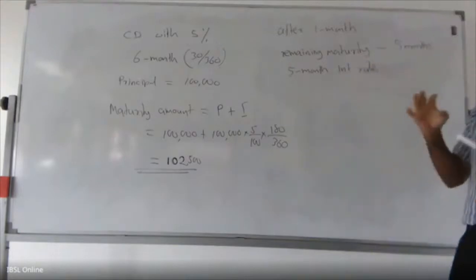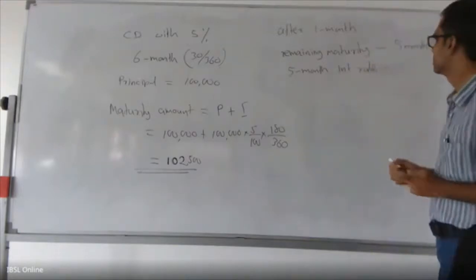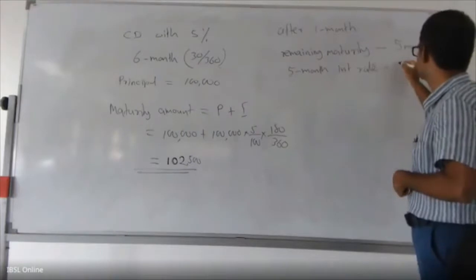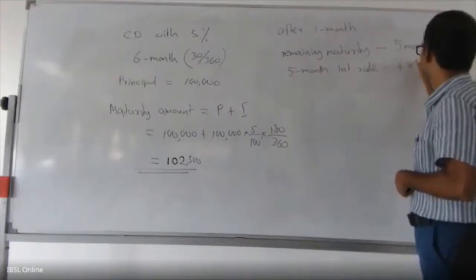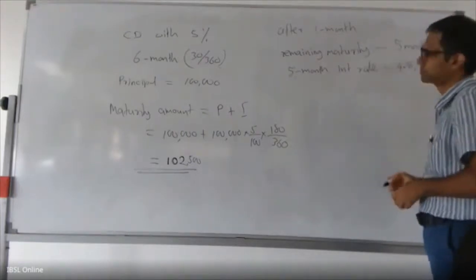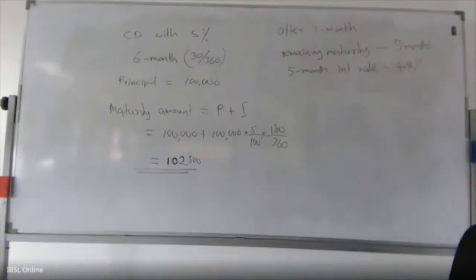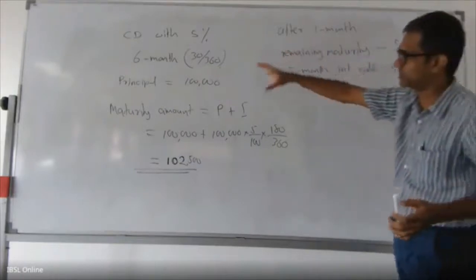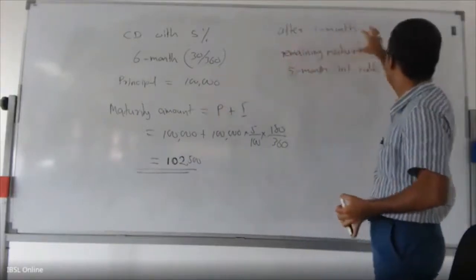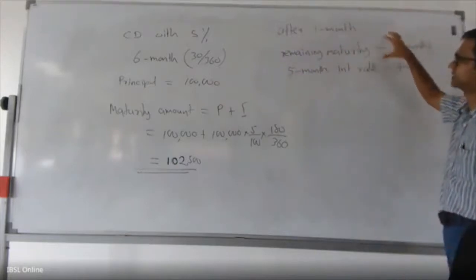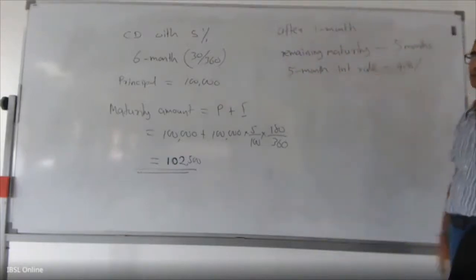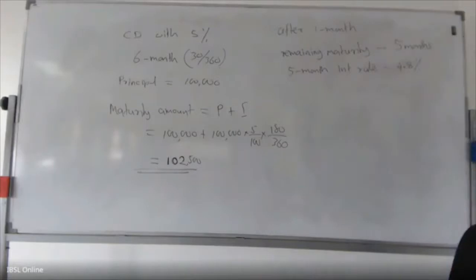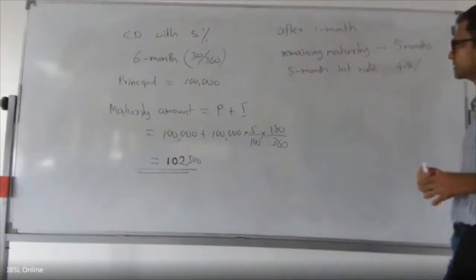By this time, what is the 5-month interest rate? Now say it is only 4.8%. After 1 month from the original transaction, the remaining maturity is 5 months. By that time, the 5-month interest rate is 4.8. Now, how do you calculate the consideration?